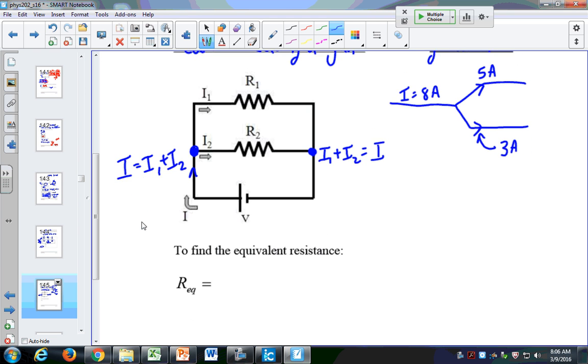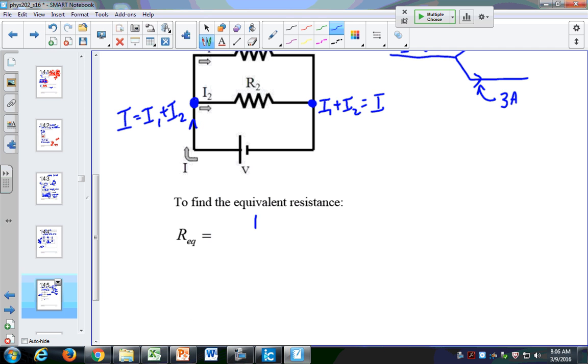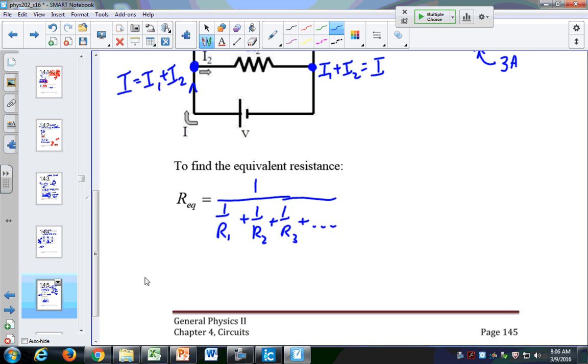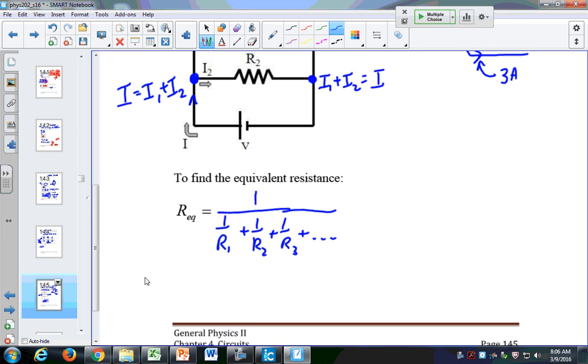To find the equivalent resistance for these, you do 1 over R1 plus 1 over R2 plus 1 over R3 plus however many resistors you have. And remember, you'll have common numbers. So if I have 1 over a third plus a sixth, that's equal to 2. 1 over a quarter plus a quarter, that's equal to 2. 1 over a half plus a half, that's equal to 1. And we had other combinations.